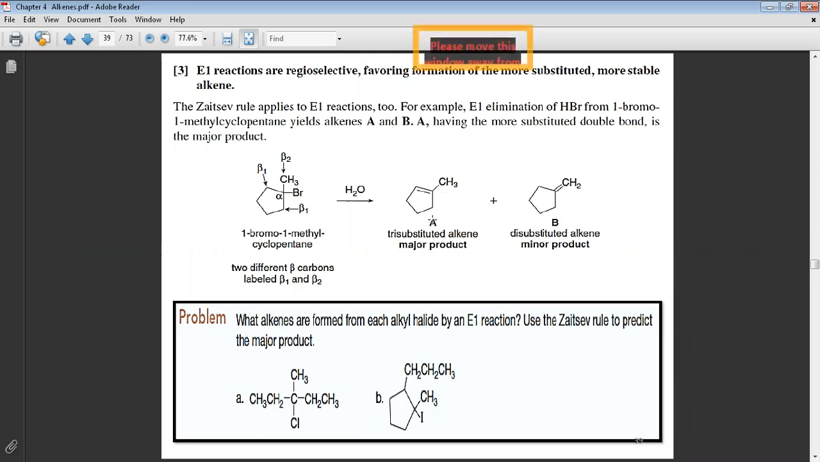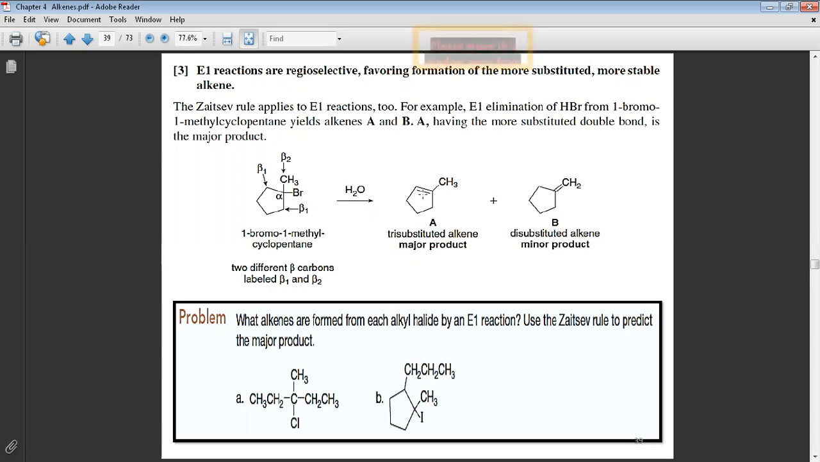Also, I explained this in the last lecture, not this lecture. You can go again to see the last lecture. I explained this: it will be mono-, di-, tri-substituted alkene. Okay, easy, very easy.